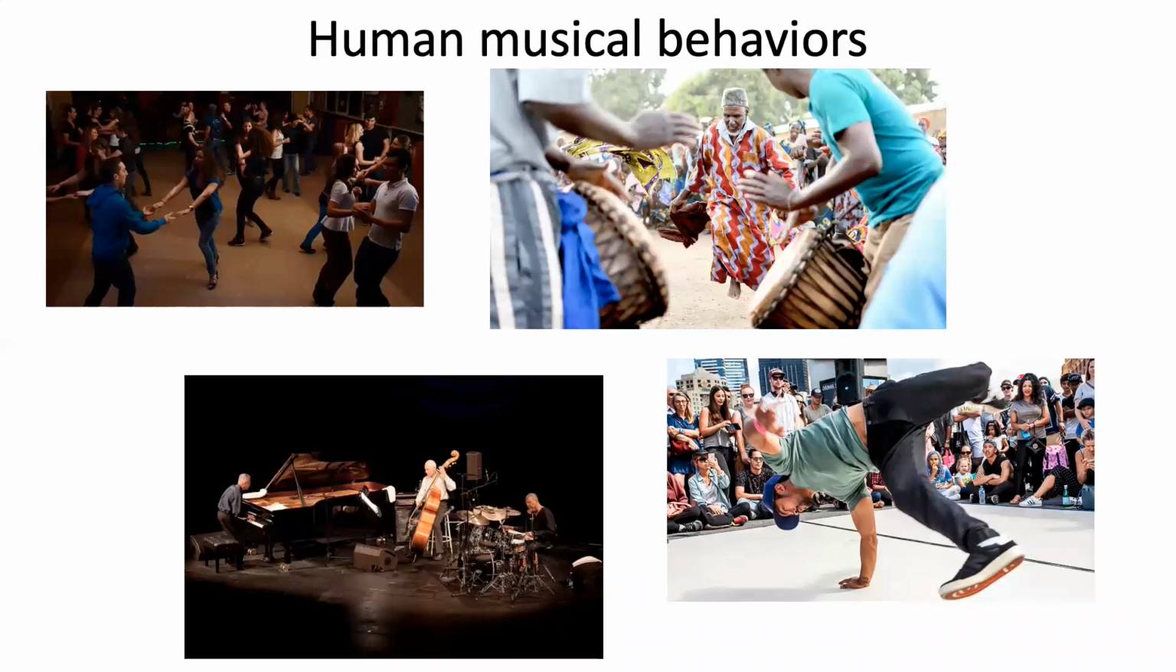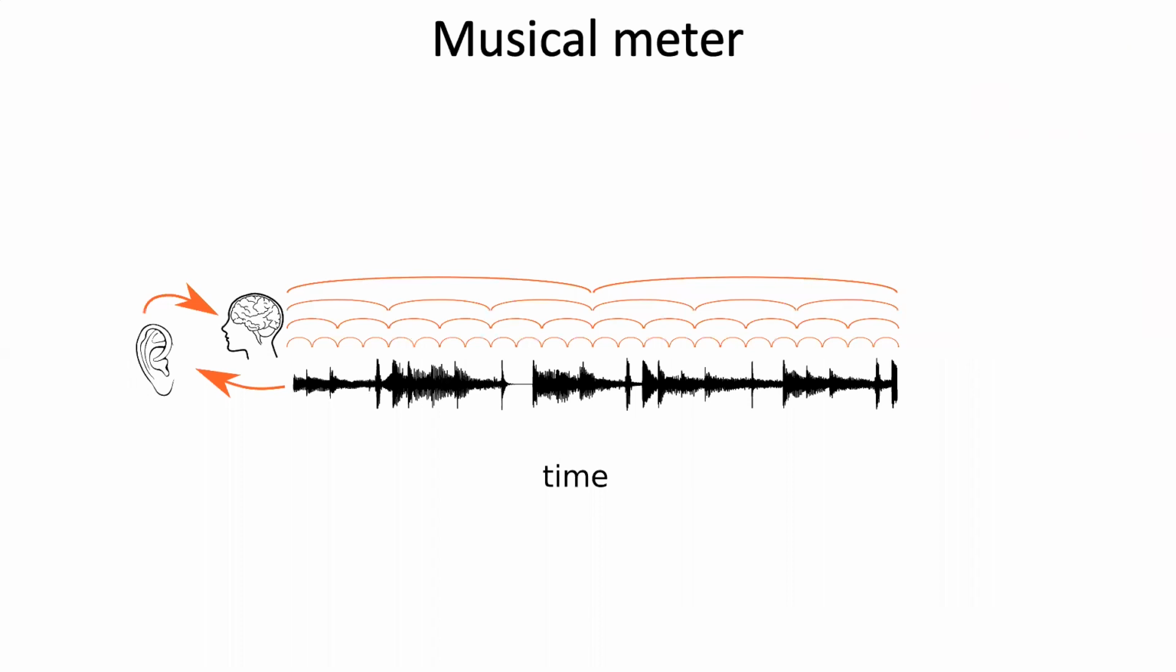So humans across all cultures coordinate movement in musical scenarios, and this coordination is often based on a specific kind of internal time reference called musical meter. In this talk, I'll use the term meter to describe a perceptual representation that contains a nested set of periodic pulses. And here you can see an example meter in orange, which contains 4 pulse levels with different periods.